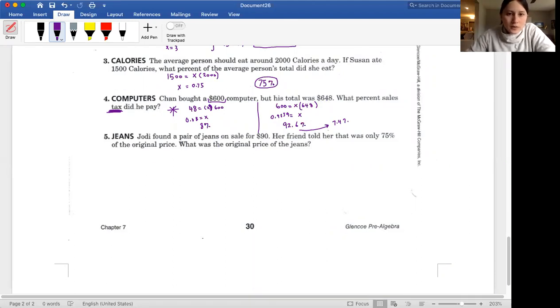Number 5, Jody found a pair of jeans on sale for $90. Her friend told her that they were only 75% off the original price. Okay, what was the original price of the jeans? Man, these are expensive jeans.